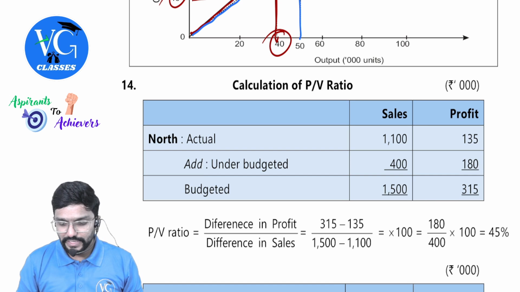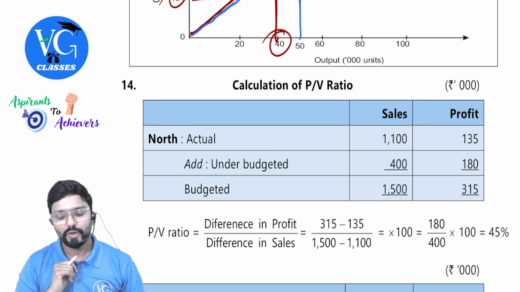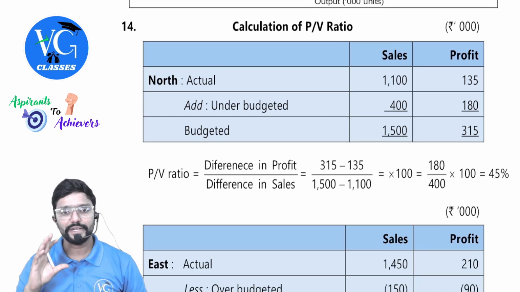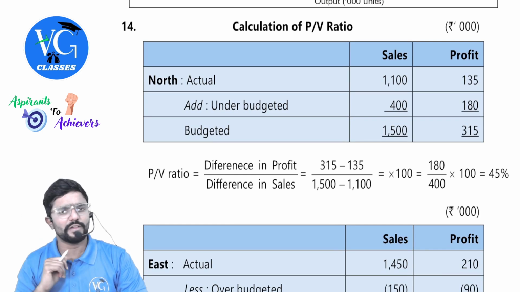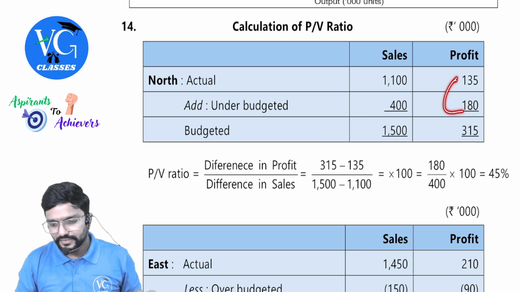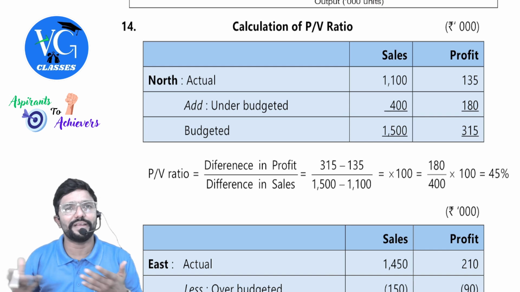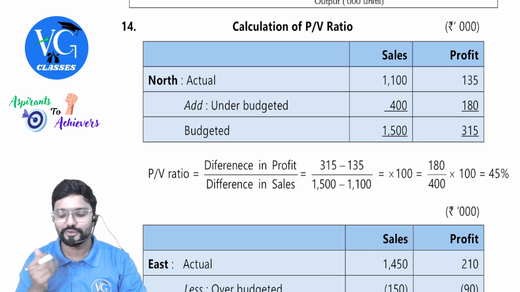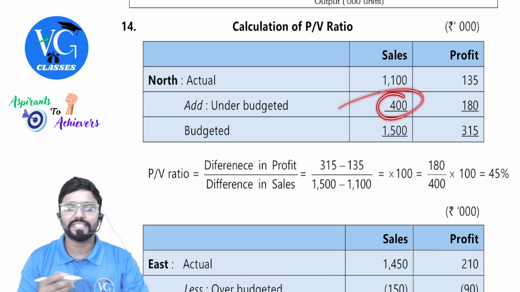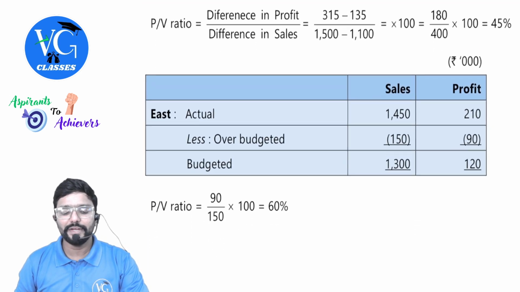Fine, so this is addition. Please be careful. Budgeted sales is equal to 1100 plus 400. Profit is equal to 135 plus 180, which will be 315. PV ratio, let us calculate: difference in profit divided by difference in sales into 100. 315 minus 135 is 180, already given directly. But still do it; if it is a descriptive question, at least show it. Divided by 400, which is nothing but under. So the PV ratio is 45%.